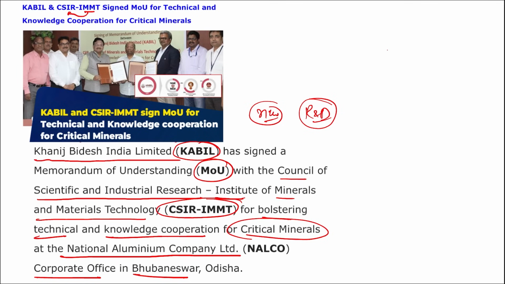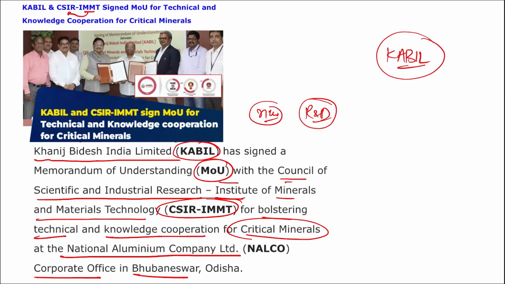If we talk about this MOU, what is KABIL? Khanij Bidesh India Limited. And they will leverage IMMT, the Institute of Mineral and Material Technologies, for its services and technical expertise. This is for design and analysis of metallurgical tests, development and review of various flow sheets, then process technology selection for mineral processing. What are the better technologies that we should use for mineral processing, extraction, and so on? This MOU also began joint research attempts, as I just mentioned, to enhance the technology in the mineral mining sector.